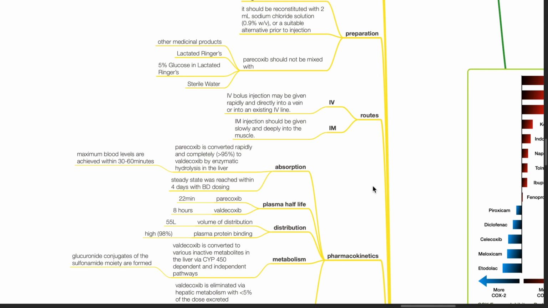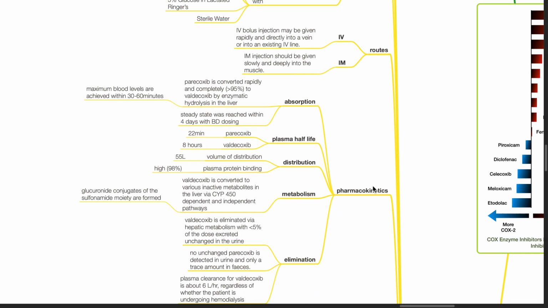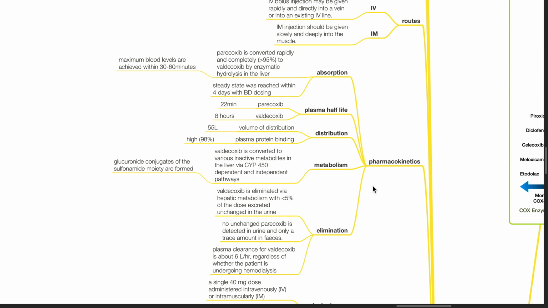IV bolus injection may be given rapidly and directly into a vein or into an existing IV line. Intramuscular injections should be given slowly and deeply into the muscle. Pharmacokinetics of Percocet. Percocet is converted rapidly and completely, more than 95%, to valdecoxib by enzymatic hydrolysis in the liver. Maximal blood levels are achieved within 30 to 60 minutes.